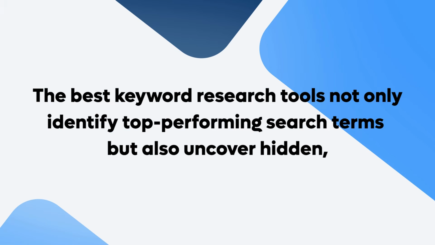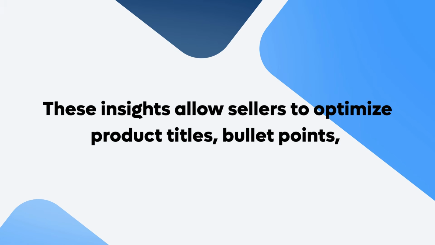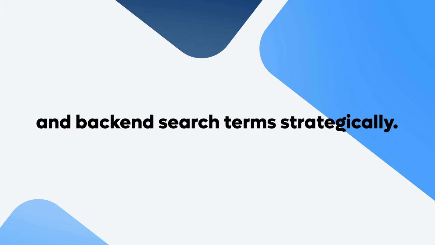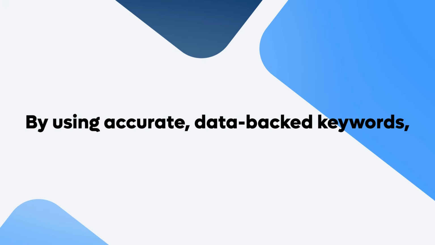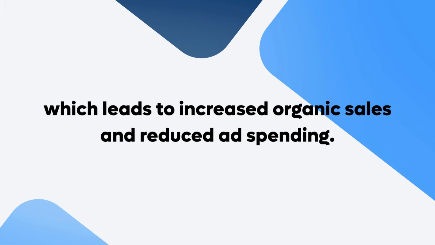The best keyword research tools not only identify top-performing search terms, but also uncover hidden, low-competition keywords that competitors may overlook. These insights allow sellers to optimize product titles, bullet points, and back-end search terms strategically. By using accurate data-backed keywords, sellers improve their chances of ranking higher in Amazon search results, which leads to increased organic sales and reduced ad spending.